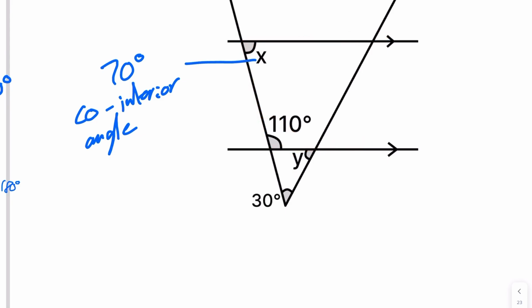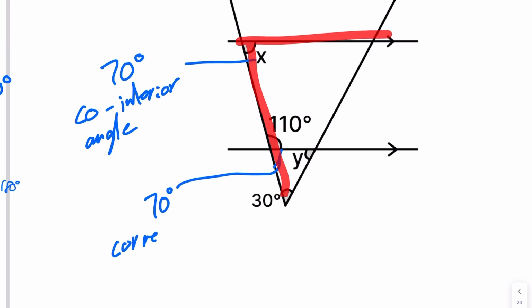So I've got X now. Because I have X, I can also figure this out. So this is going to be 70 degrees too. Now you could say corresponding angles, or you could use angles on a straight line. I'm just going to write corresponding angle. And what I mean by corresponding is the F shape here. So this and this are going to be the same. Again, you could have given a slightly different reason.